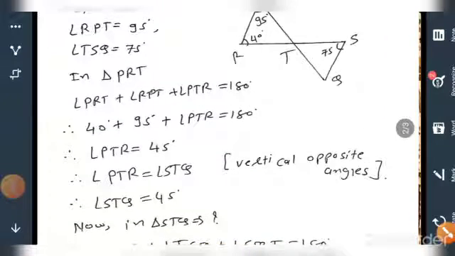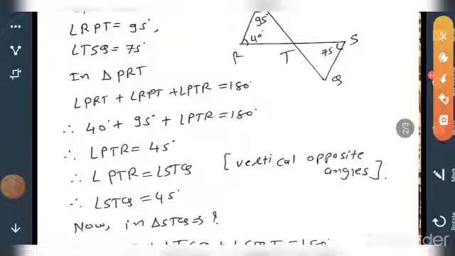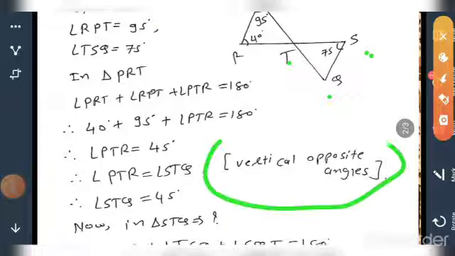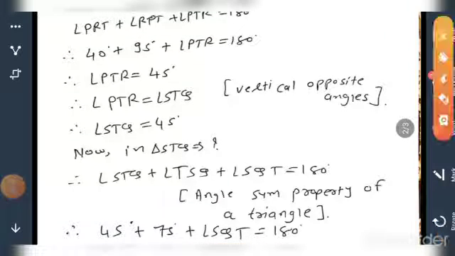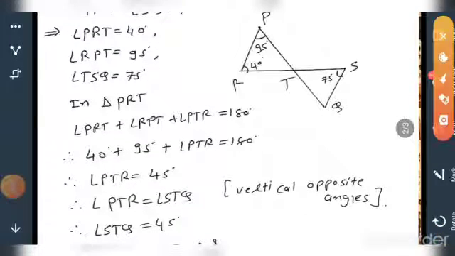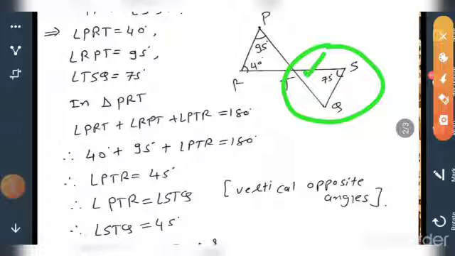PTR is equal to angle STQ. These two angles are the same because they are vertically opposite angles. So now in triangle STQ we have to find the remaining angle in the same way. Let's use this other triangle STQ, by using that property we can find the angle TQS.